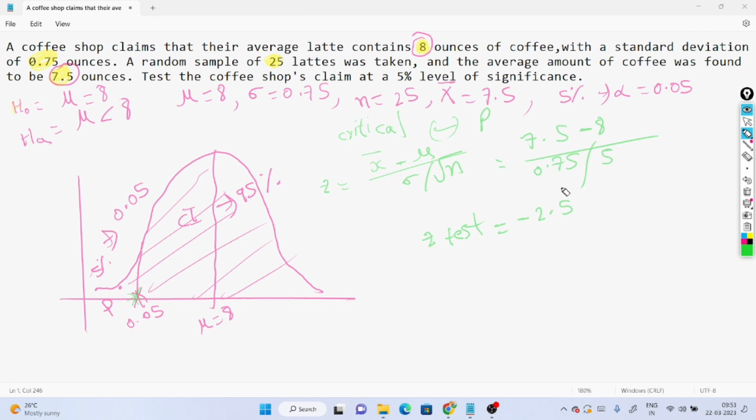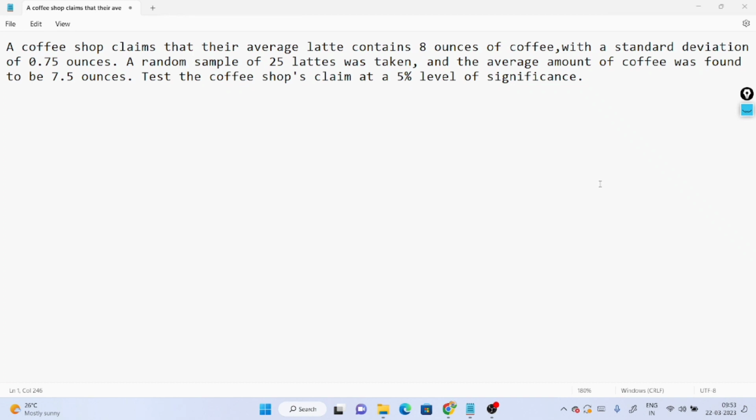So with respect to this Z value, we have to find the critical value and compare that critical value with the p value. If the critical value is greater than the p value, I can consider the null hypothesis and accept it. But if it is less than the p value, that means 0.05, I have to reject the null hypothesis and go with the alternate hypothesis. Now, with respect to minus 2.5, let us find the critical value from the Z table.